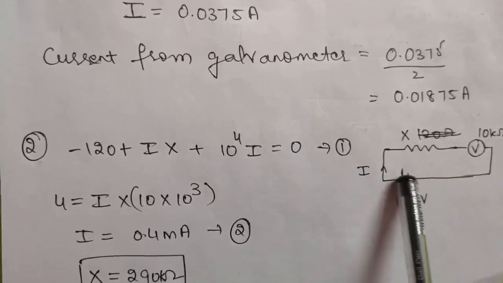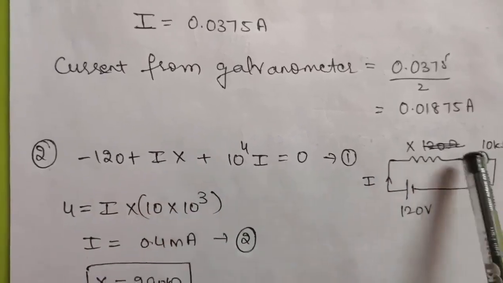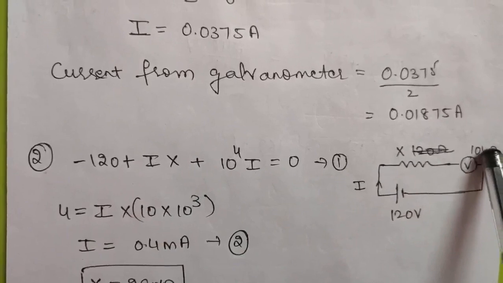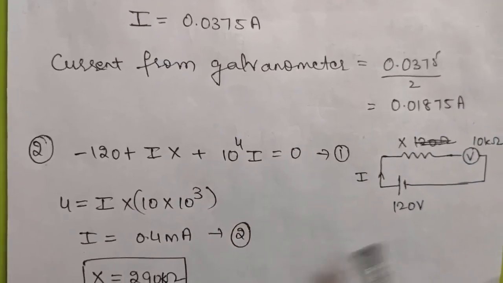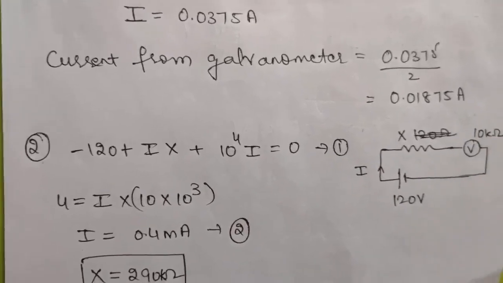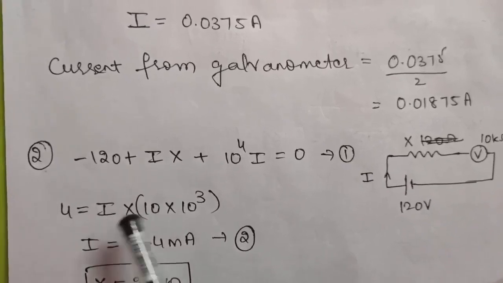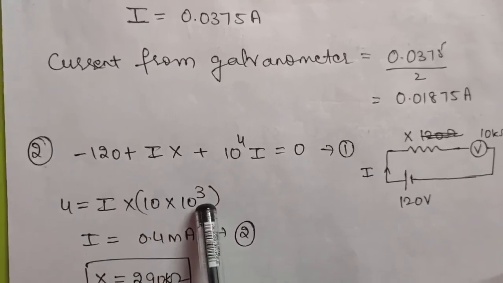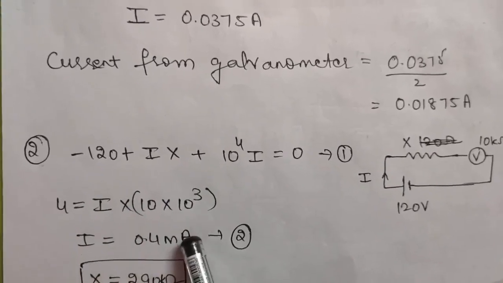So the equation will be minus 120 plus Ix plus 10 to the power 4I, because this is kilo ohm. So 10 to the power 4I is equals to 0. Mark it first equation. Now the reading of this voltmeter is given to be 4 volts. And as you know, V is equals to IR. So V is 4 volts, current is I, and R is 10 into 10 to the power 3 ohms. So from here you will get I to be 0.4 milliampere.